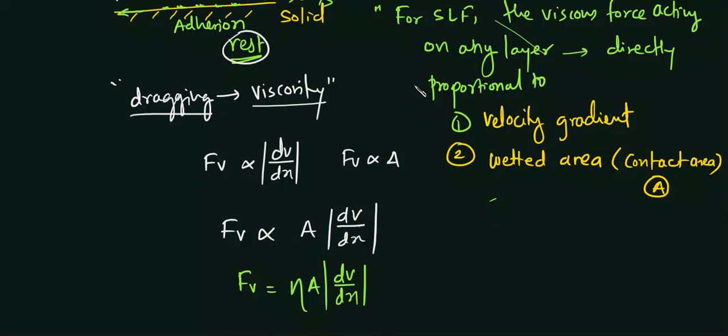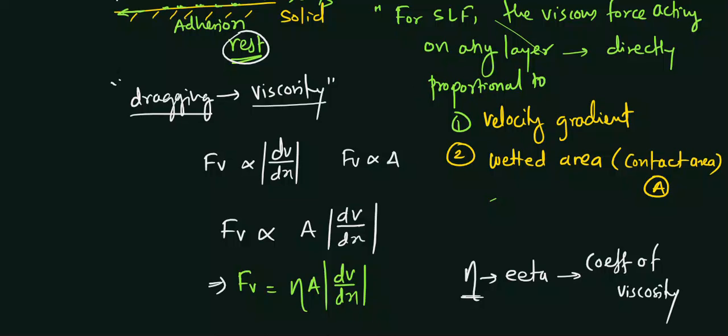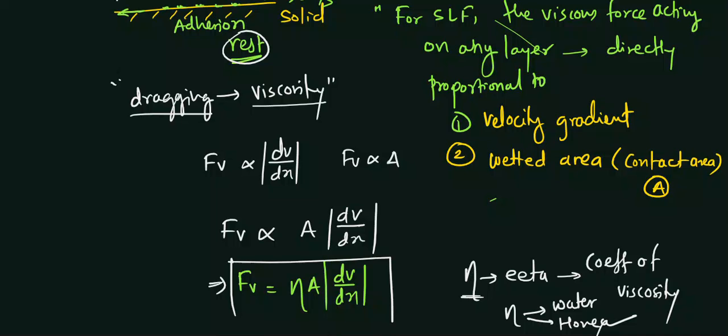Sorry, this viscous force is equal to eta A dv by dx. This is eta, and this shows the coefficient of viscosity. And this eta shows how much the friction will be there. Okay, if you take water and if you take honey, eta for honey will be higher than that of water. Just try to remember, and this is the mathematical expression for Newton's law of viscosity.